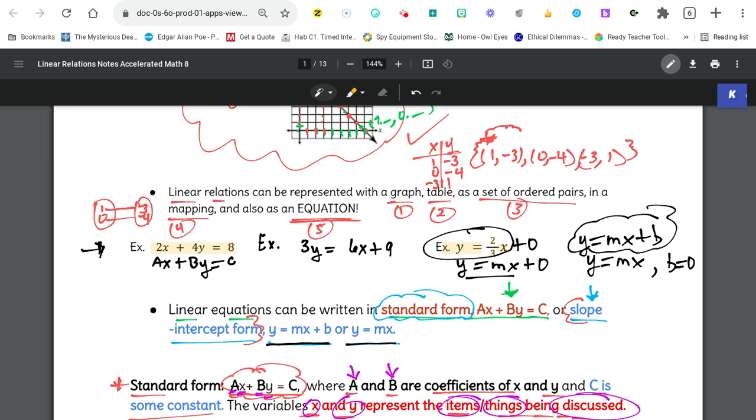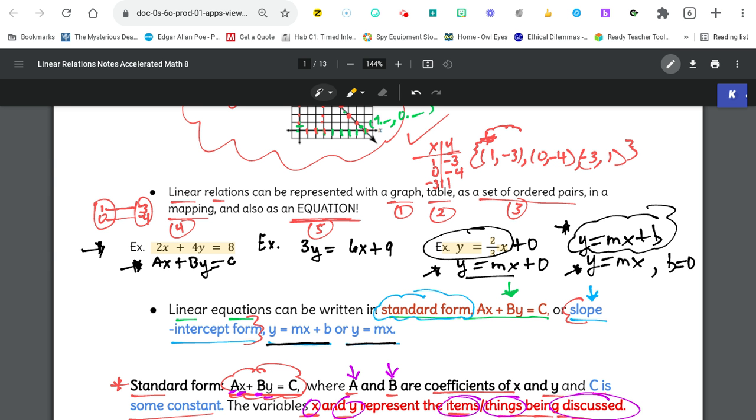Thank you. All right. So this is not in Ax plus By equals C form, nor is it in y equals mx plus b form or y equals mx form, where b is 0. This doesn't have y by itself, but if you have an equation that can be converted to one of these forms, y equals mx plus b or y equals mx, it's linear. Like I can solve for y.